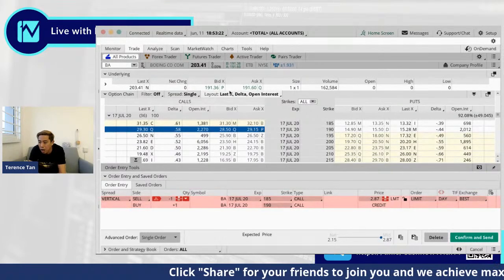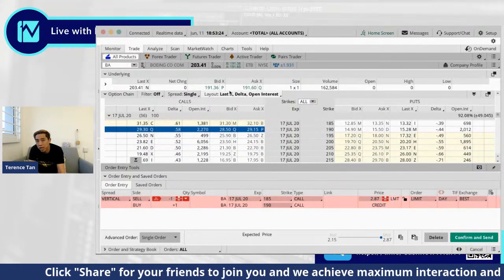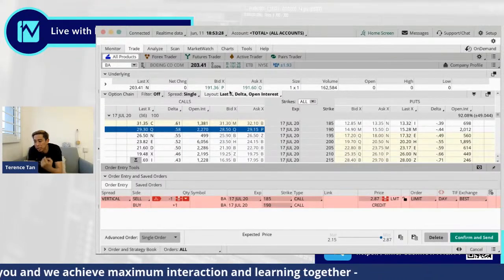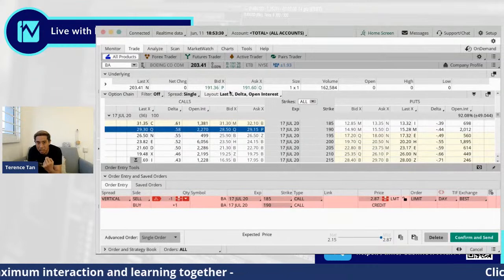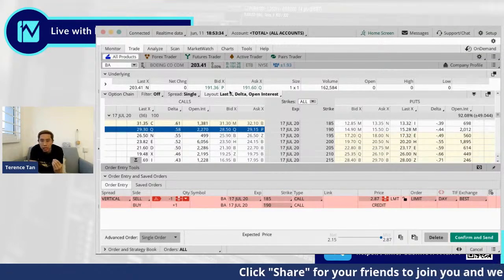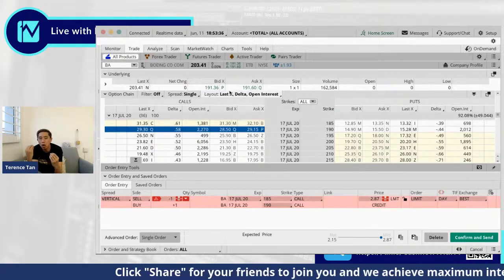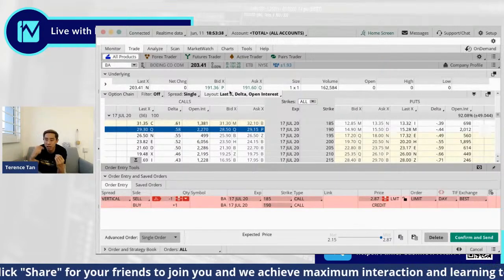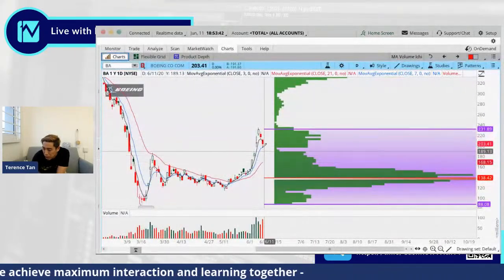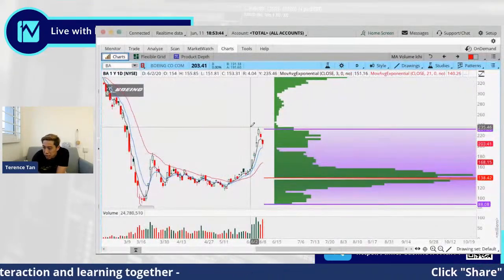But at the same time, by pocketing 287 up front, all I'm risking here is actually 213. So I'm risking $2.13 to be able to make $2.87, if Boeing were to reverse the move that it recently just did.